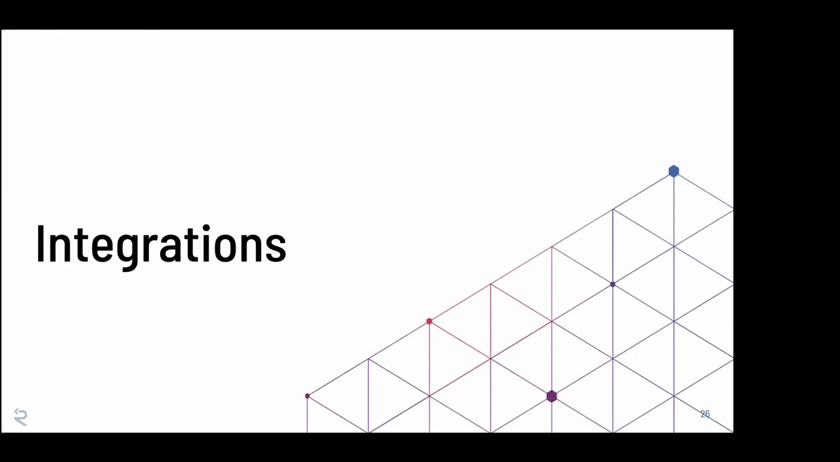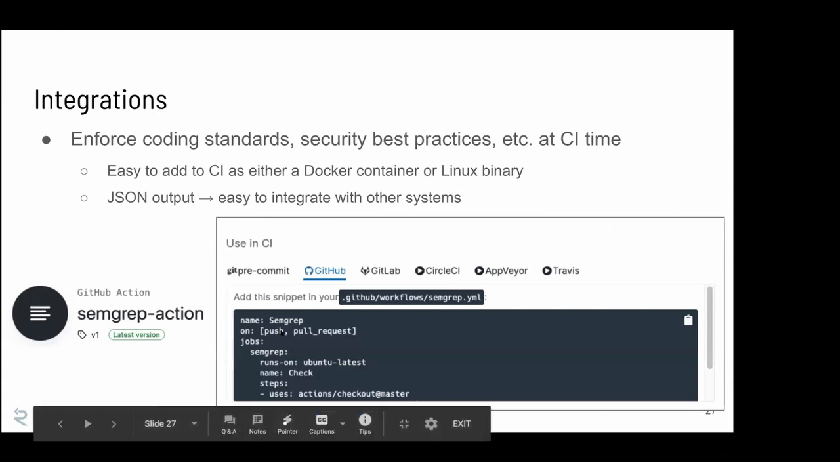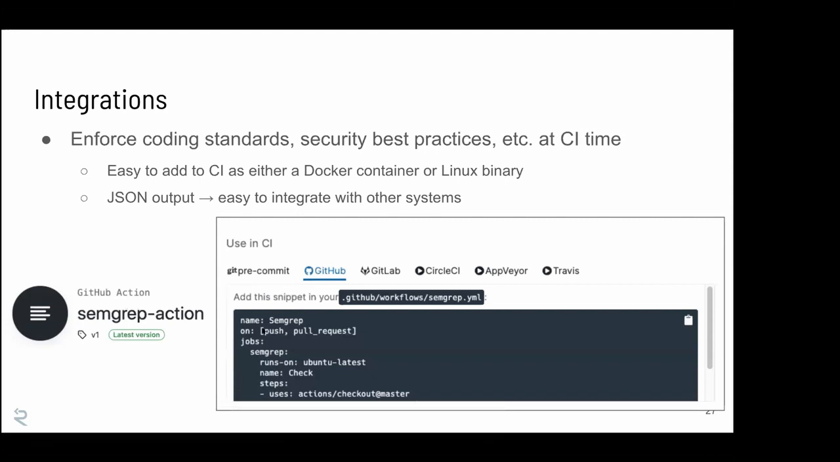Okay, if you think this sounds cool, how do you integrate it into what you're using now, whether that's enforcing coding standards or security best practices or whatever? It's pretty easy to integrate. Basically, there's a Linux binary, and there's a Docker container. You can pass --json to get JSON output, so whatever you use, you can pipe it to your various systems. We have a GitHub Action you can use directly, and example snippets you can include for pre-commit, GitHub, GitLab, CircleCI, AppVeyor, Travis, whatever.